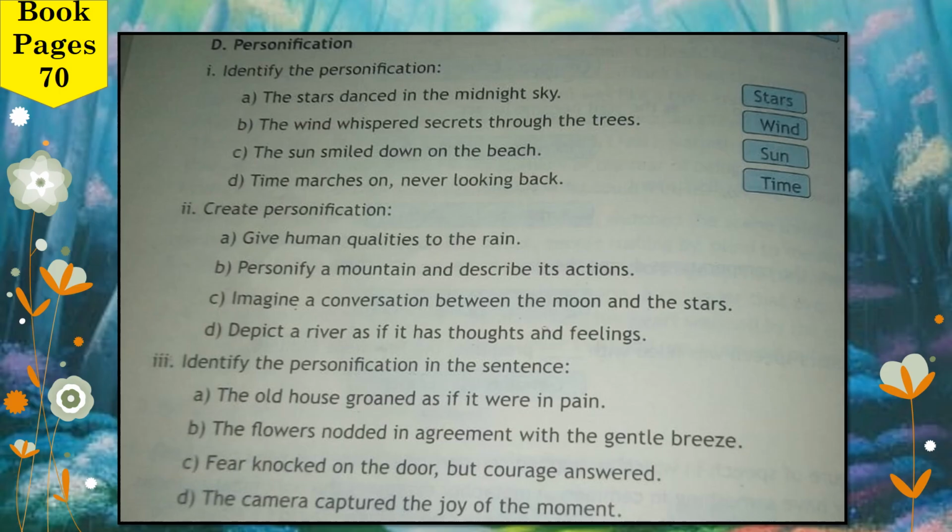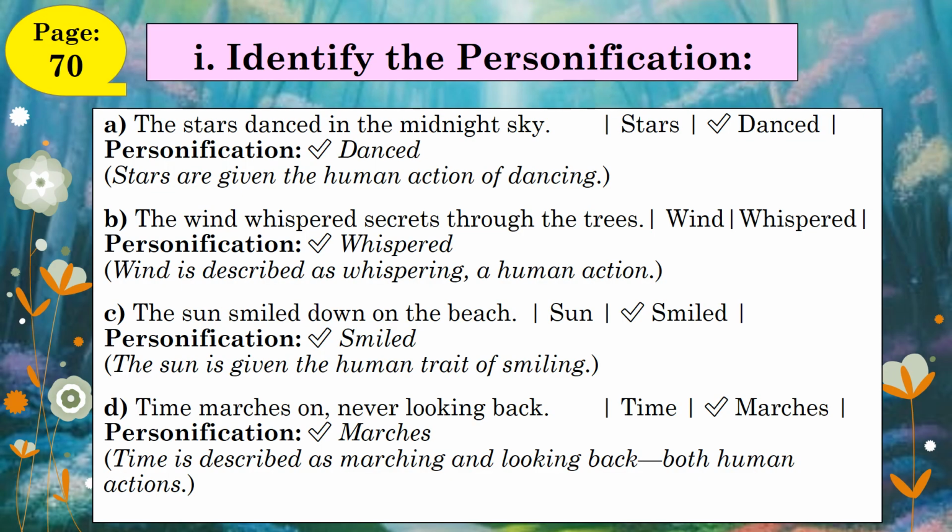Let's now identify personification in each sentence. Remember, personification means giving human qualities to things that aren't human. 1. The stars danced in the midnight sky. The personification here is danced. Stars can't really dance, but this helps us imagine them twinkling and moving in the night sky.